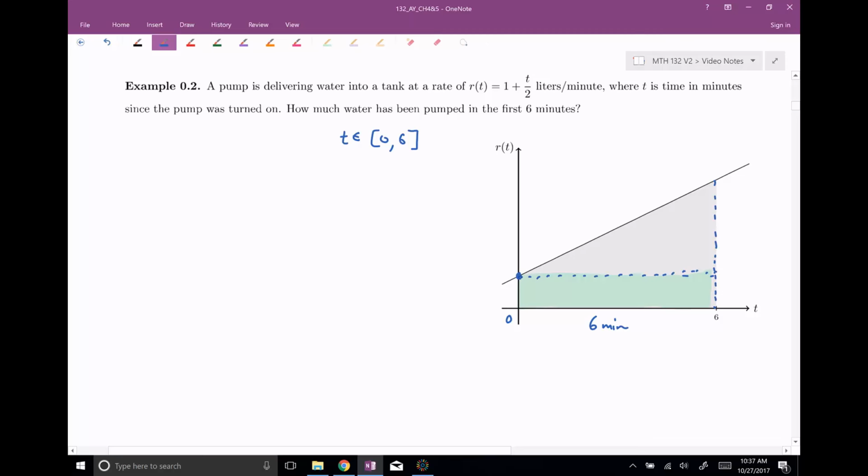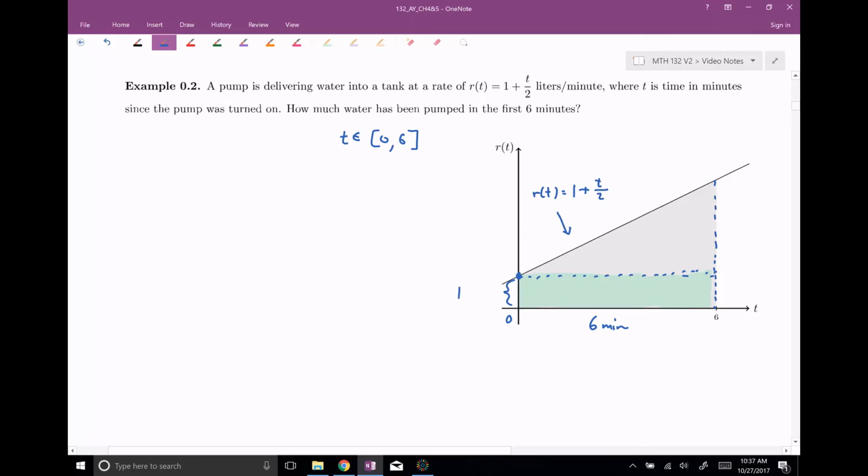And so if I was to plug in 0 into my function up here, the function that specifies heights, remember that this is my r of t, my rate of water pumping, and this is 1 plus t over 2. And so if I was to plug in t equals 0, that would give me the height at time 0. That would be 1. So in this case, the height is 1 here.